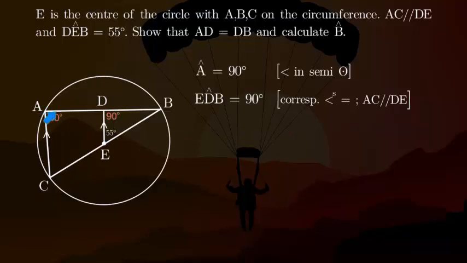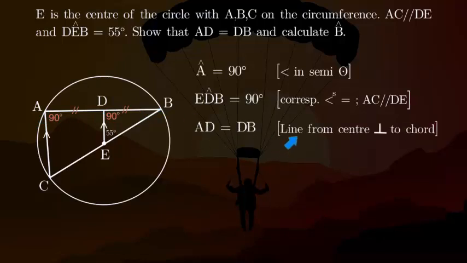That means that AD is equal to DB because this is a line from the center that is perpendicular to this chord, and it means it bisects the chord. So AD is equal to DB because line from center perpendicular to chord.